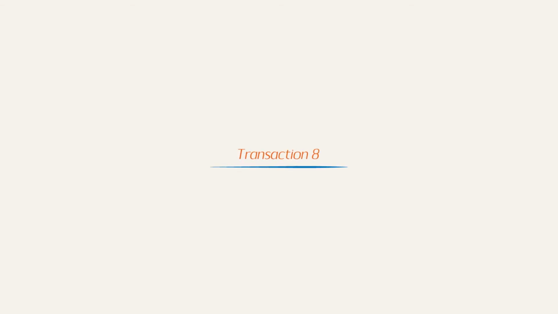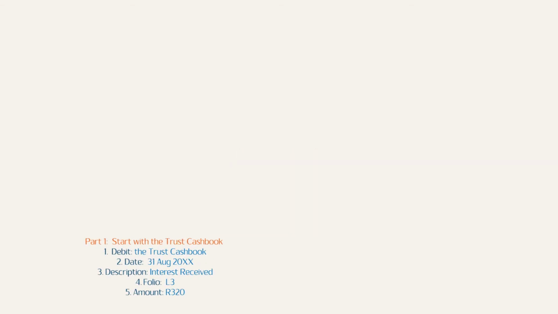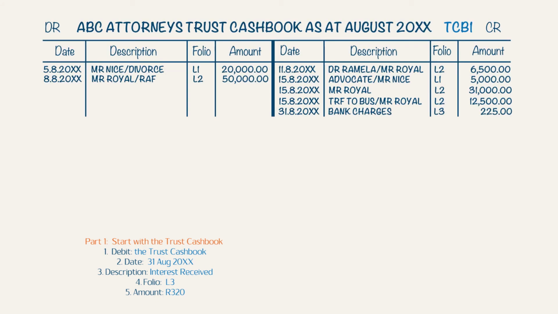Transaction 8. On 31 August 20XX, the trust account was credited with interest earned amounting to 320 Rand. The trust cashbook is debited as the amount is received in the trust account and the ledger account of the Law Society is credited. Part 1. Start with the trust cashbook. 1. Debit, the trust cashbook. 2. Date, 31 August 20XX. 3. Description, interest received. 4. Folio, L3. 5. Amount, 320 Rand.